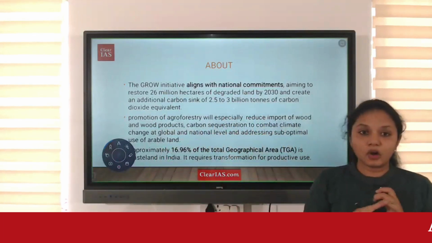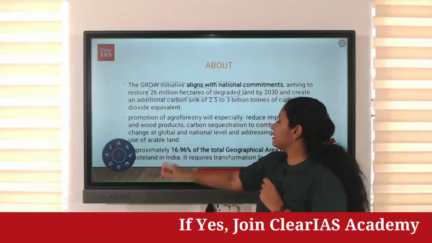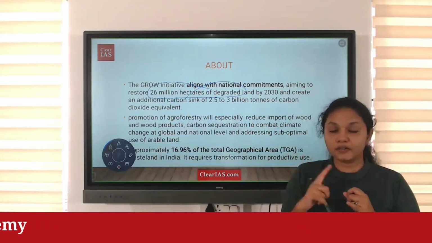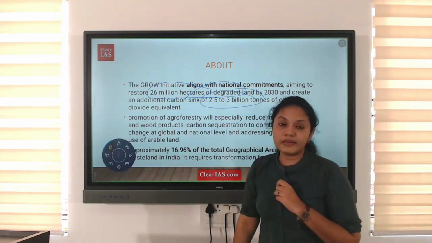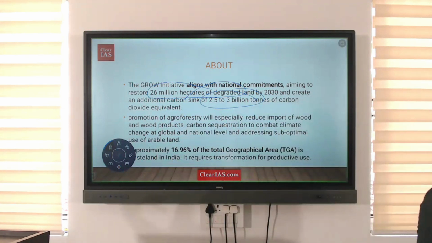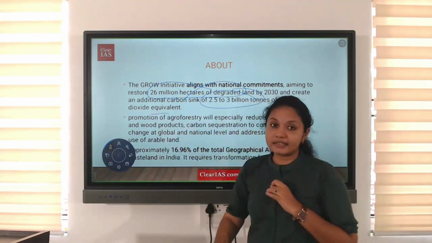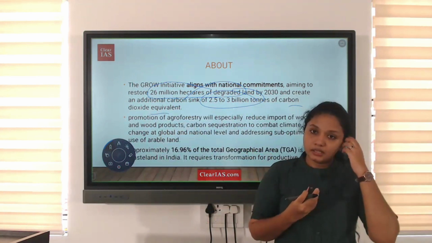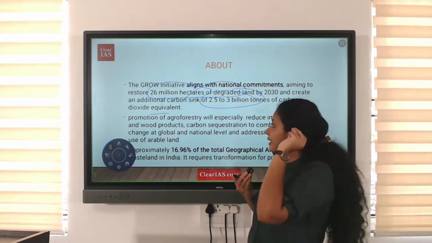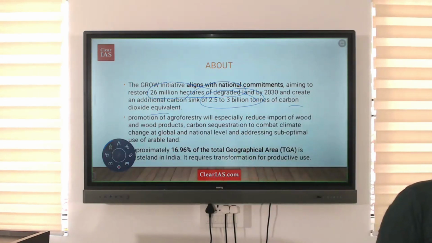As we have also discussed, by 2030 we need 26 million hectares of degraded land to be restored. That is one of our commitments. Next, the carbon sink of 2.5 to 3 billion tonnes of carbon dioxide equivalent. Remember, when we discussed the Paris Climate Treaty, this was our INDC, India's nationally determined target in the Paris Climate Treaty of 2015. To fulfill our national commitments, we need such initiatives.